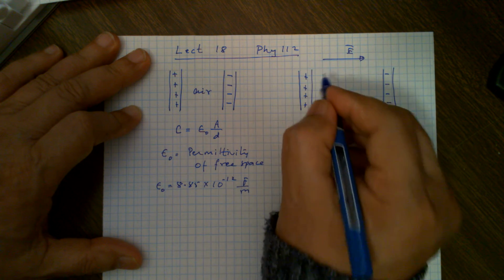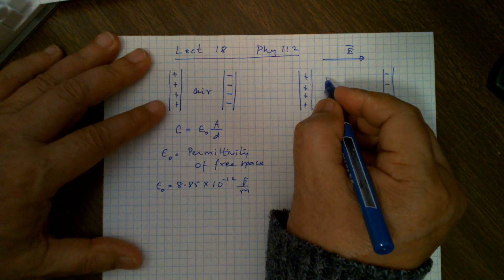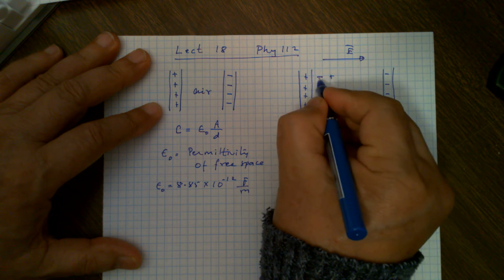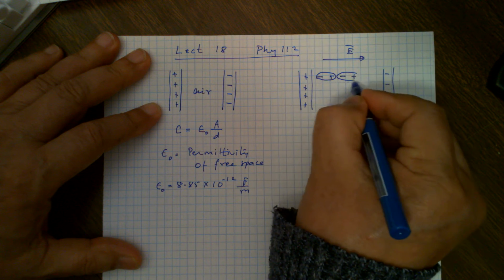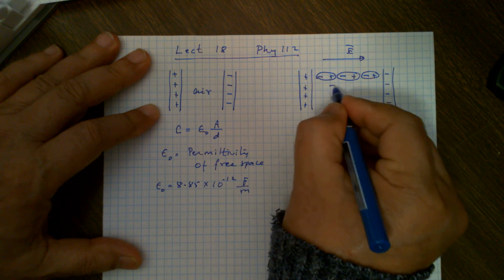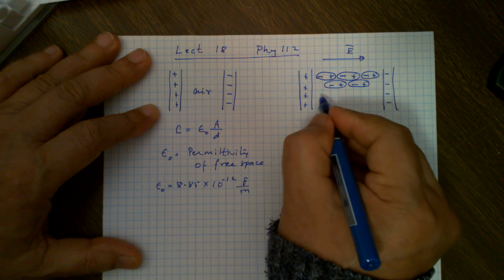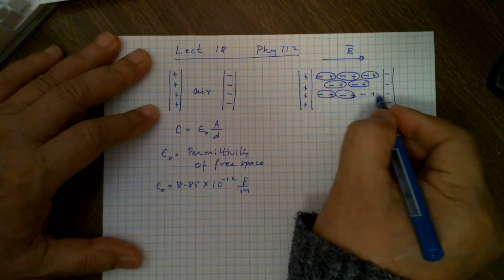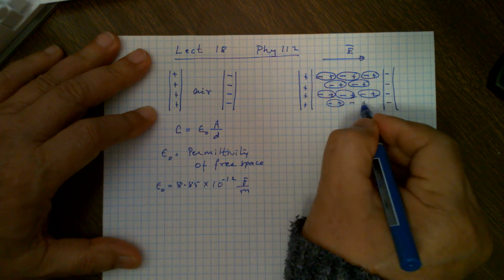So each molecule in that dielectric will polarize like negative, positive like that. And the next one will be negative, positive like that. Negative, positive like this. I'm not going to draw more. So negative, positive, negative, positive, and so on like that.